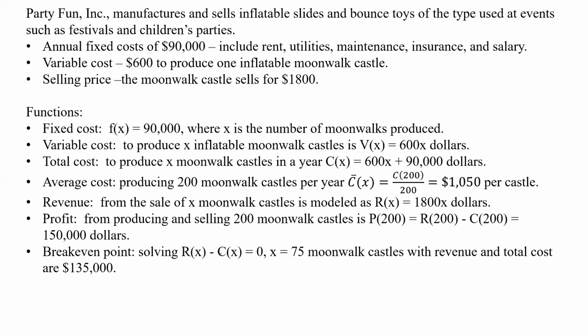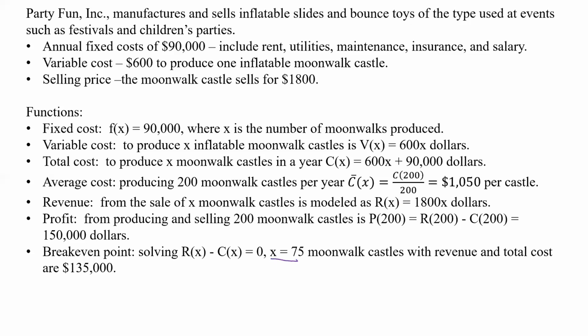Now our break-even point, remember, that's when the revenue and our costs are equal. And so R of x minus C of x is equal to 0. When is that equal to 0? Well, that's when x is equal to 75. So once we hit that 75, we have revenue and total cost equal at 135,000, and we can plug that in and solve for it and get it. But the way we'd most likely do it is we take our R of x, 1,800x, minus our C of x, which is 600x plus 90,000, set that equal to 0, do the simple algebra, and we get that x equals 75.